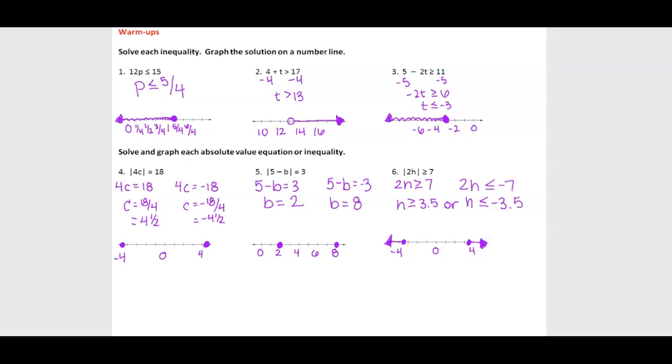And then in 6, it's an absolute value inequality. So much like 1, 2, and 3, you have many solutions. The absolute value is greater, so it's an or. So or means that it can be either h greater than or equal to 3.5 or h less than or equal to negative 3.5.